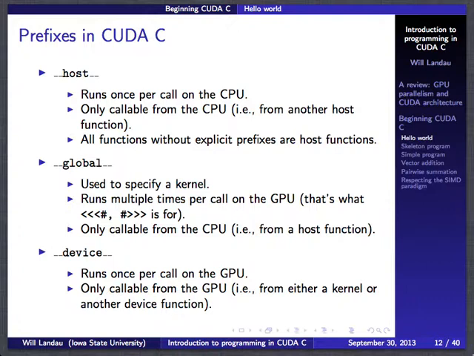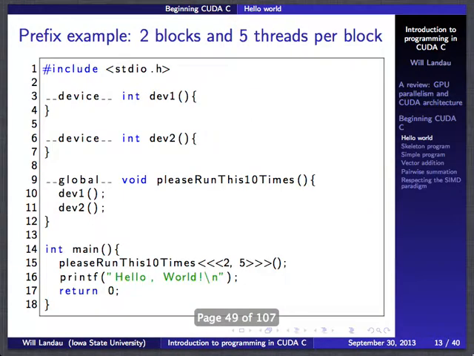Does it sort of make sense? I know I haven't done examples of this yet, and I won't really for a while. But here's a skeleton to sort of say what I mean by that. So I have two device functions, a global. It says, please run this 10 times.